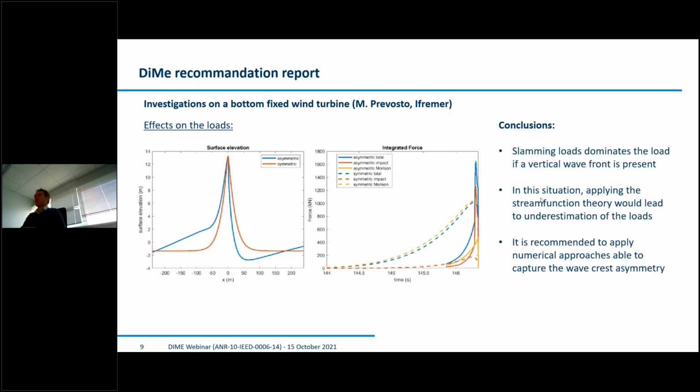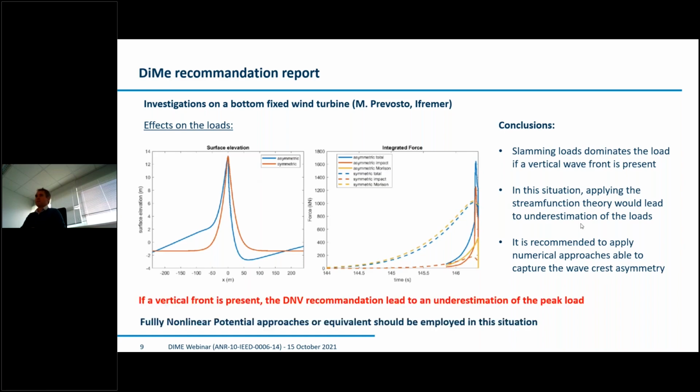So the first conclusion for this first part of my presentation is that the slamming loads dominate the load if a vertical wavefront is present. In this situation, if you apply the stream function theory, you will have an underestimation of the peak load. So it is recommended to apply numerical approaches that are able to capture the wave crest asymmetry and the presence of a vertical front. Okay. So I'm just repeating what I just said.